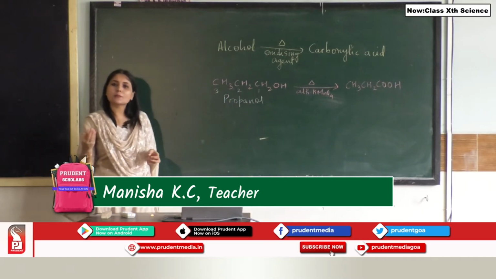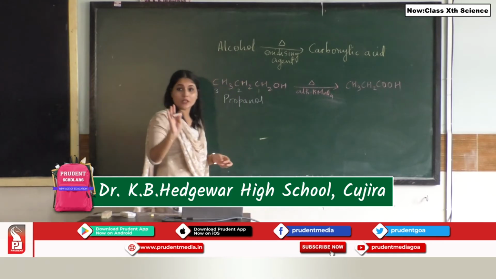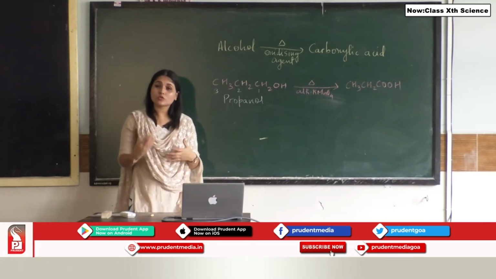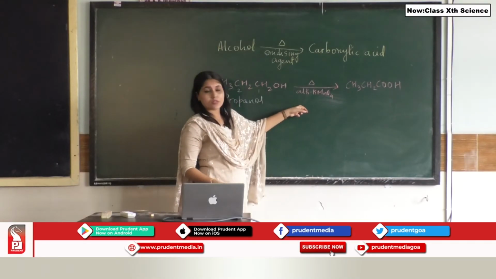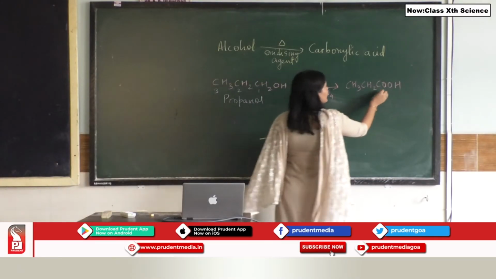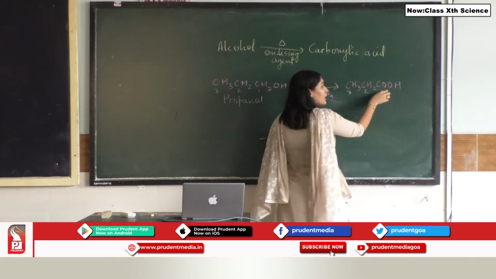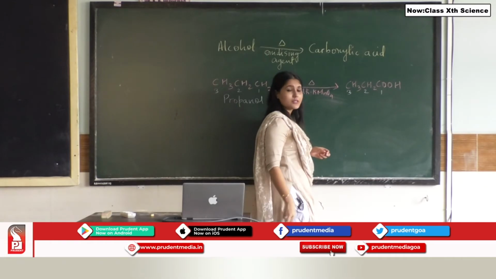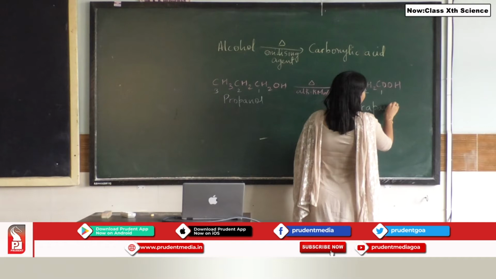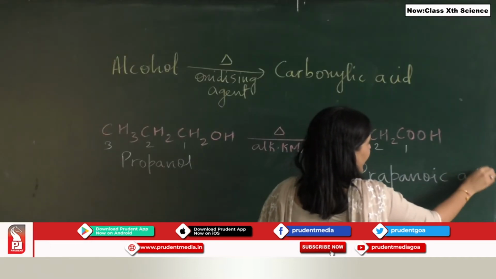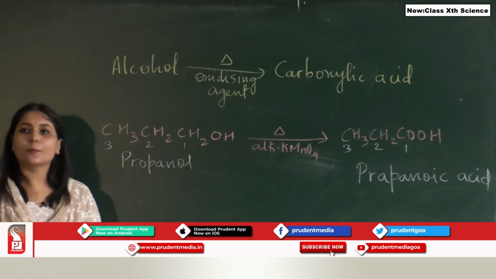Potassium permanganate is a purple colored solution. You see the number of oxygen atoms present here is 4 oxygen atoms. So imagine how strong and good an oxidizing agent it is. On heating it in the presence of an oxidizing agent, what you get is 1, 2, 3. The word root is prop, and the functional group present over here is carboxylic acid. So you are getting propanoic acid. You see students, in the given example, propanol is giving you propanoic acid.